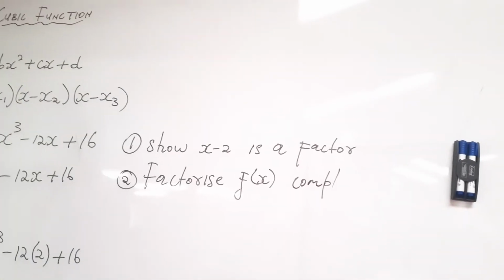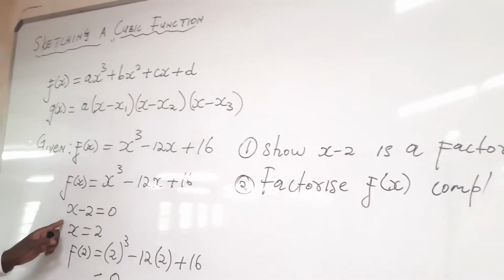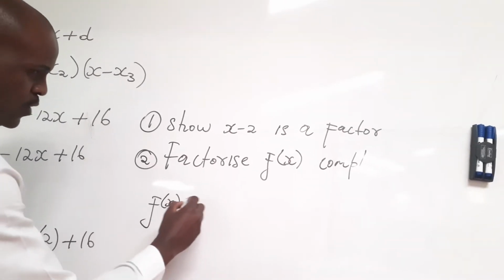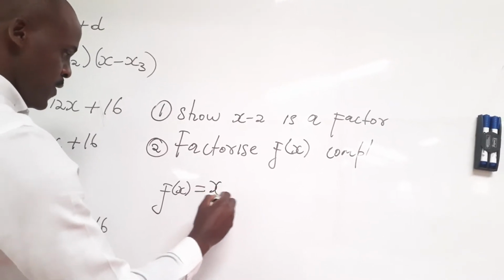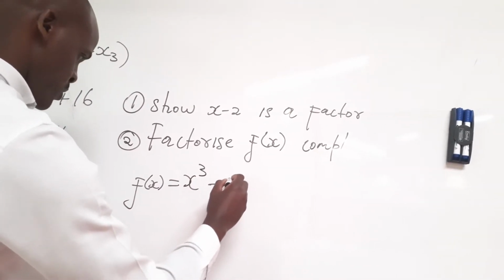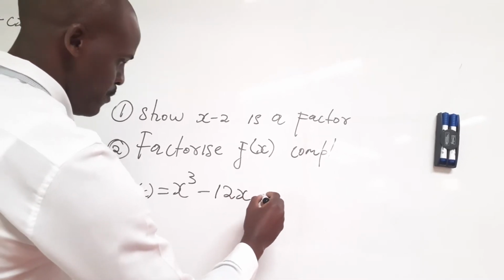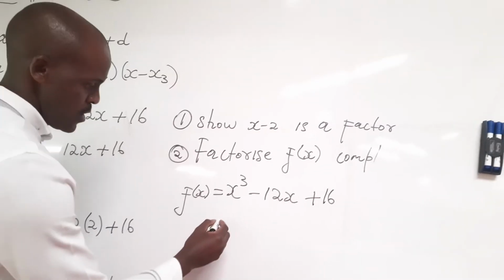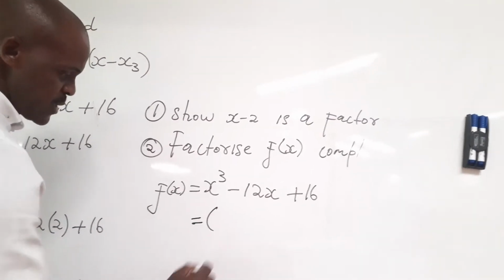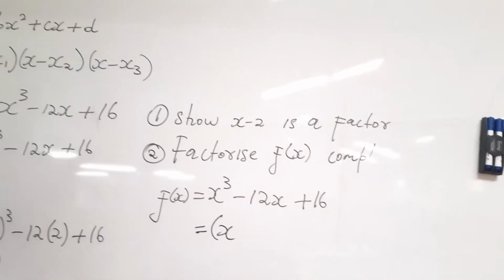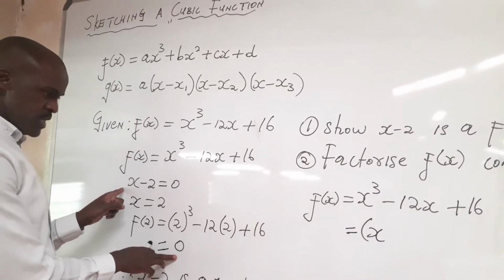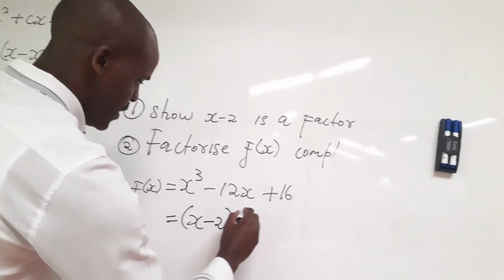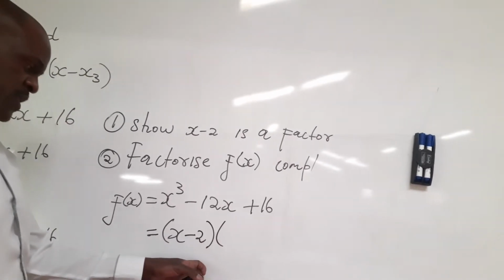Right. So you have the first factor there. It's f at x equals x cubed minus 12x plus 16. So let us factorize this. We've got the first factor, which is x minus 2, simply because it gave us 0. So it's x minus 2, our first bracket. And then we are to find the second bracket.